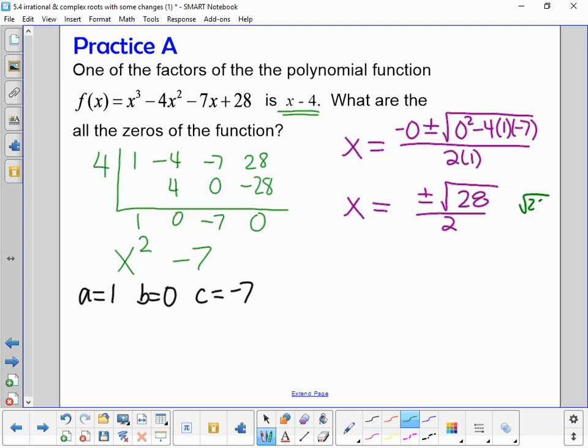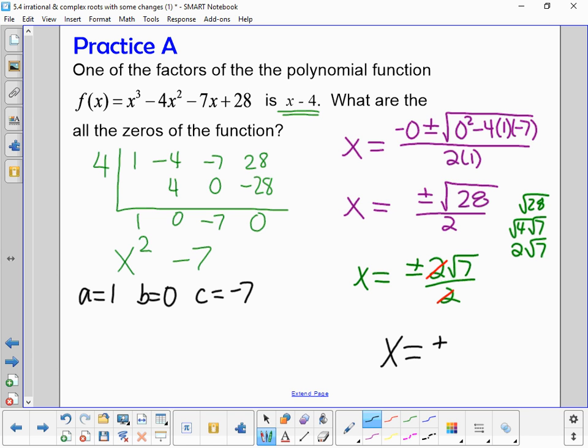Root 28 is the same as root 4 times root 7. So that's 2 root 7. So it's plus or minus 2 root 7 over 2. And those 2's can reduce. So we end up with x equals plus or minus root 7.